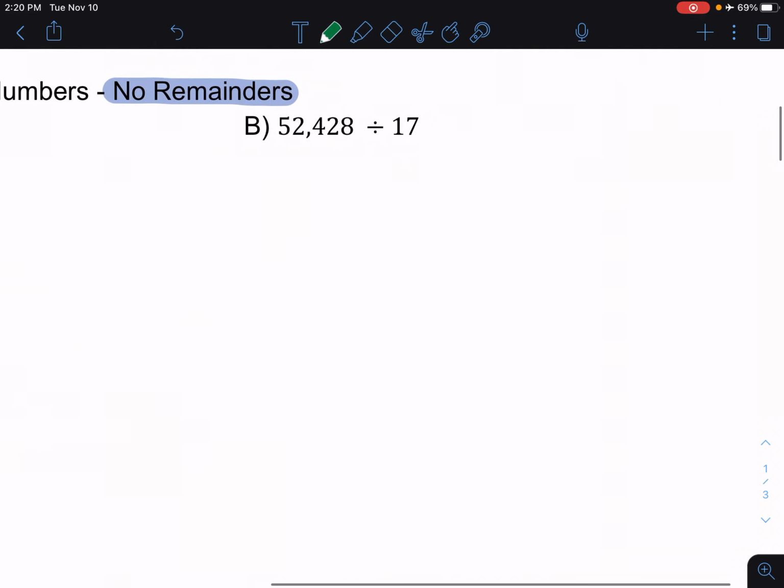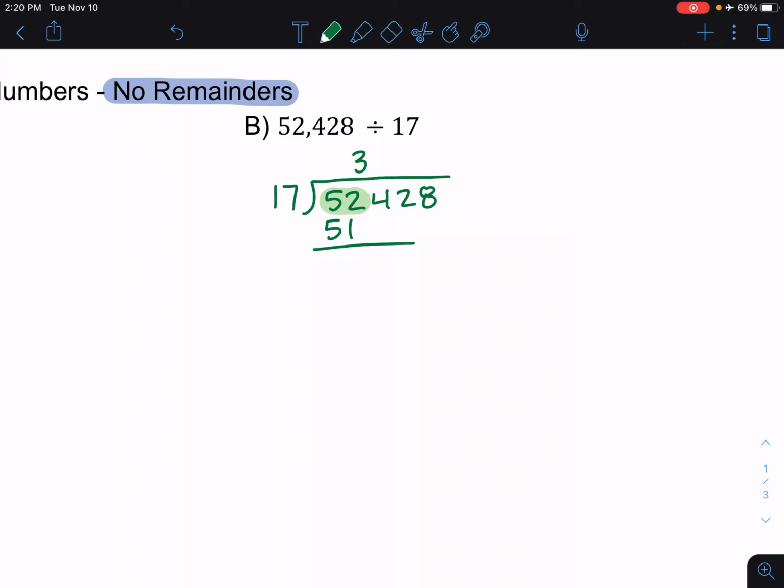Part B also has no remainder, so I'm going to set up my long division. 17 into 52,428. I know that 17 doesn't go into 5, so I'm going to look at 17 into 52 first. 17 goes into 52 3 times because 17 times 3 is 51. And then I subtract. 52 minus 51 is 1, and I bring down the 4.